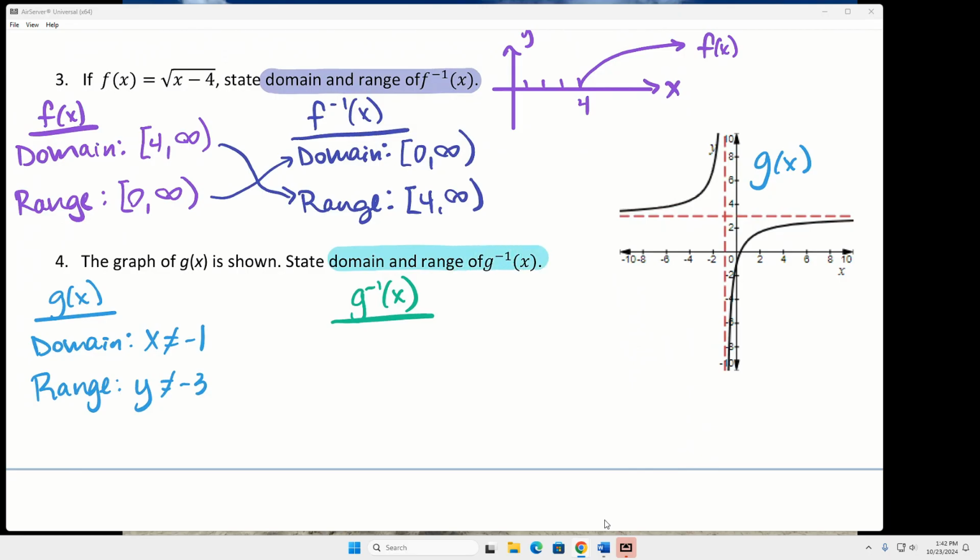All right, now we need the domain and range of the inverse. So again, we're just going to switch these. But for our domain, we're not going to say y doesn't equal -3. What are we going to say doesn't equal -3 if it's the domain? x. So make sure you switch it, but it's still x if it's the domain, and it's still y if it's the range.